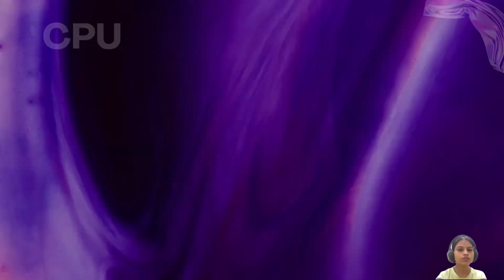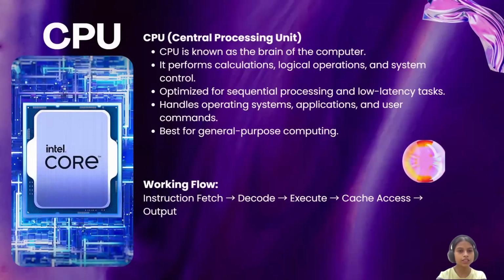So let's first understand them one by one. First is the CPU, Central Processing Unit. It is known as the brain of the computer because it controls and manages all operations. The CPU performs calculation, logic operations, and system control. It is optimized for sequential processing and low latency tasks. It also handles the operating system, applications, and user commands. The CPU is best for general purpose computing.